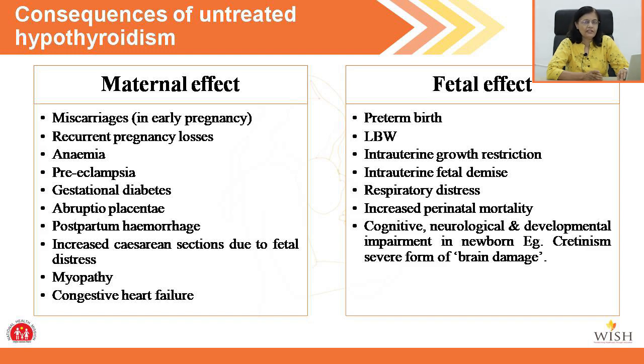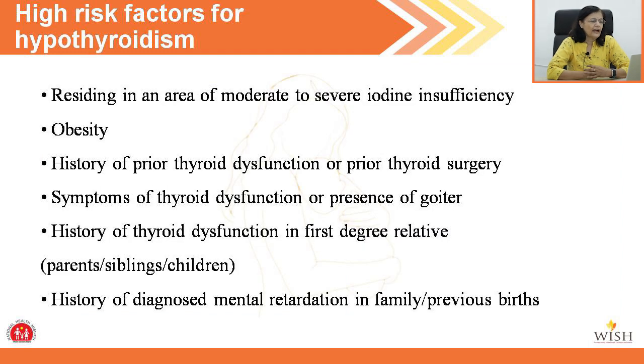We have even seen certain birth anomalies like cretinism, which is a severe form of brain damage in which the fetus has cognitive, neurological and developmental impairment. Hence, it is very important to treat hypothyroidism, especially during pregnancy. There are certain high risk factors for hypothyroidism. Important is people who are living in an area which is severely iodine deficient.